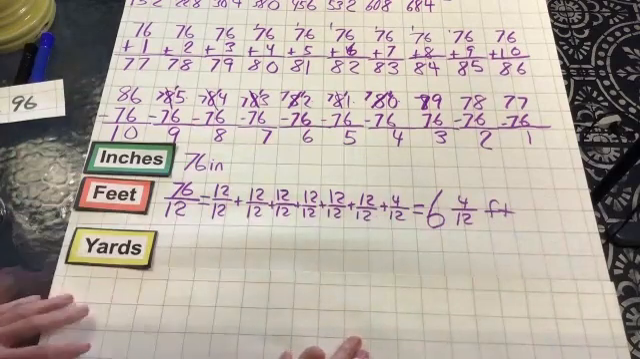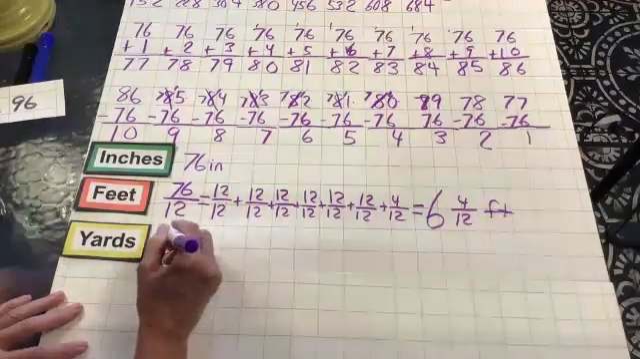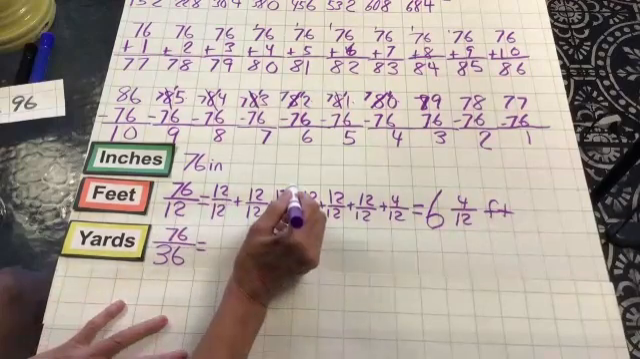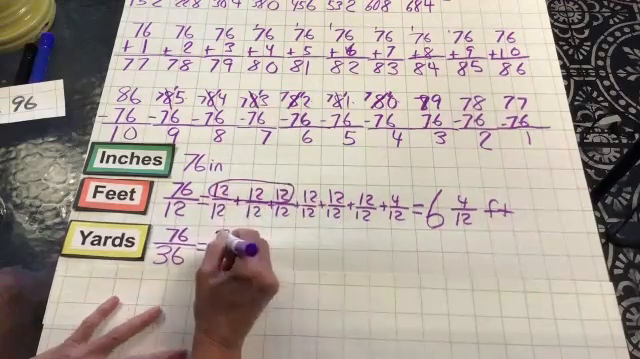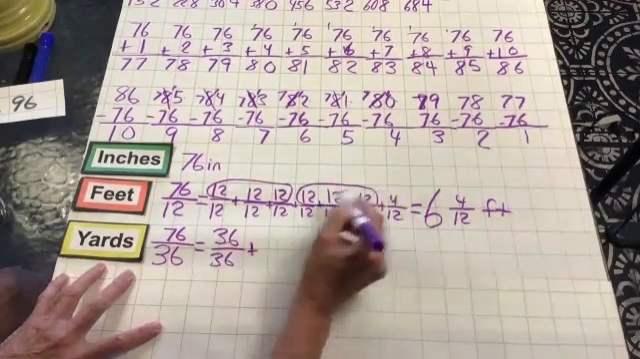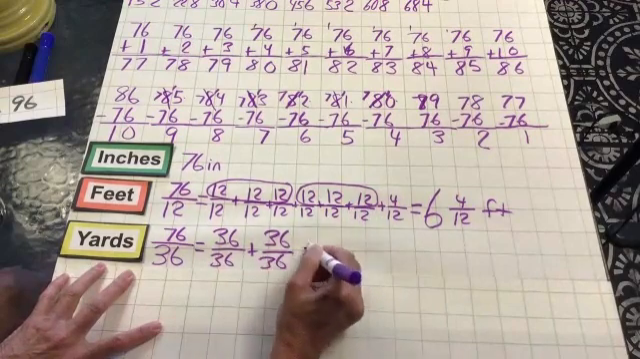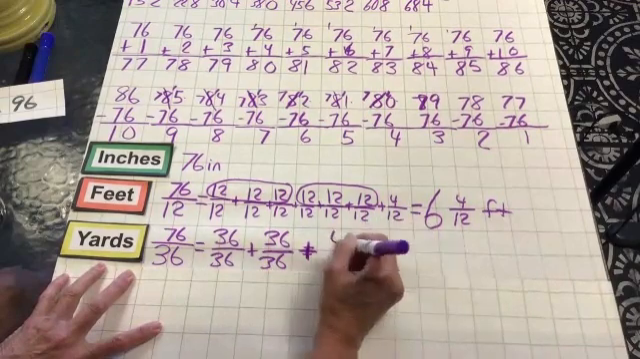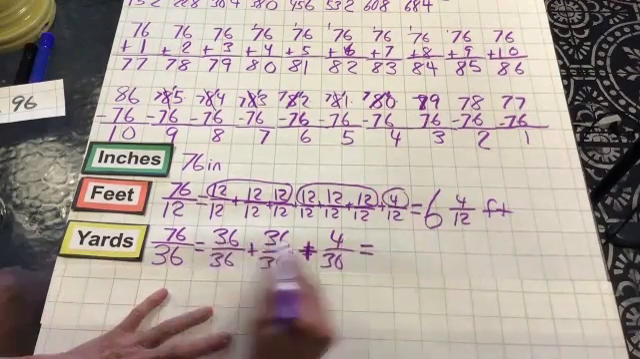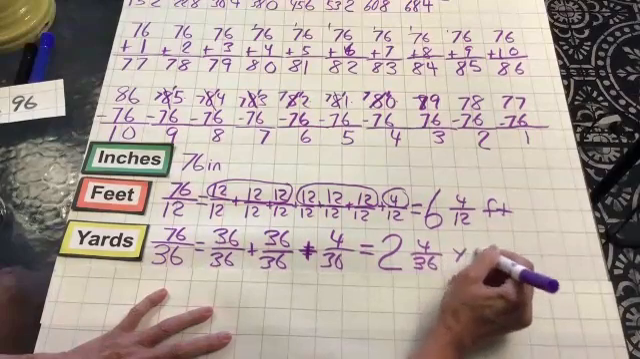All right, let's go for yards, and we're going to use our feet to get our yards. So it takes 36 inches to make a yard. So we know 3/12 make 36. So there's a yard right there. So 36 over 36. And then there's a yard right there, 3/12, 36 over 36. Whoops, another addition sign there. Plus that 4/36. We have 4 more here. And so that would be 2 whole and 4/36 of a yard.